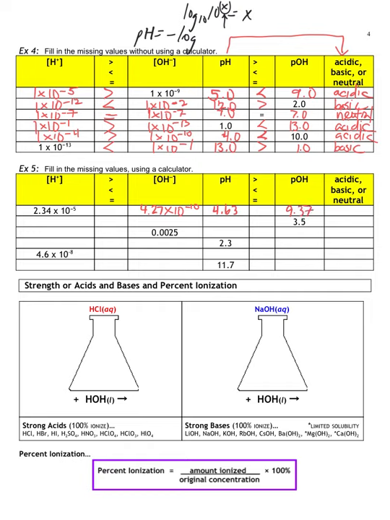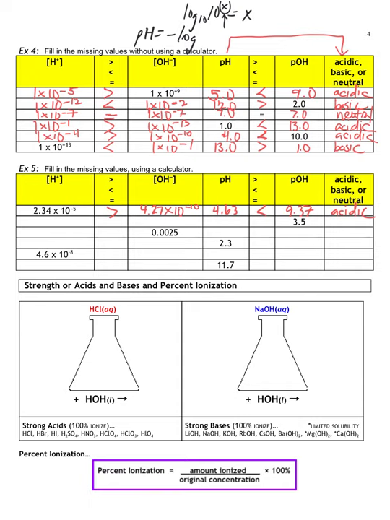Looks like my pH is less than 7, which means it's acidic. I can see it also in the concentration: the concentration of the acid is greater than the concentration of the hydroxide ion. And pOH is greater. So go ahead and work through these problems. You're just going through it using that map.